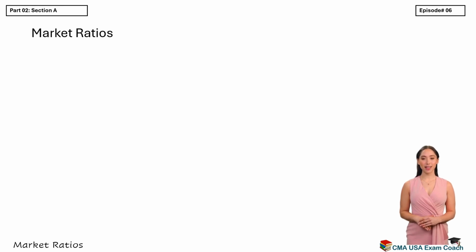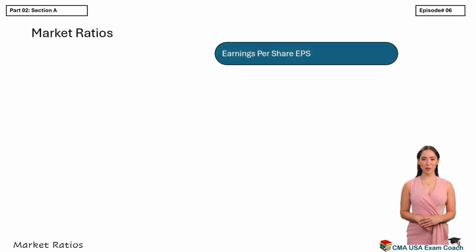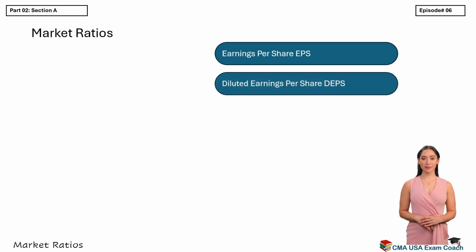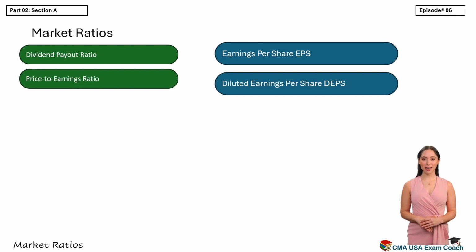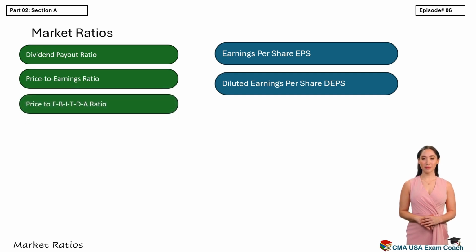These include earnings per share, or EPS, which tells us how much profit the company is making per common share. Diluted EPS, that adjusts basic EPS to include the effect of potential shares from options, convertible securities, and so on. Dividend payout ratio, which tells us how much of the earnings are paid to shareholders as dividends. Price to earnings ratio, or PE ratio, a valuation tool that shows how much investors are willing to pay for $1 of earnings. Price to EBITDA ratio, which compares the stock price to the company's operating cash flow.